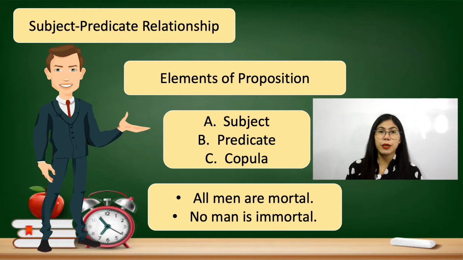Example, in the statement, all men are mortal, the subject is the word men, the predicate is the word mortal, and the copula used is the word are. Another example, no man is immortal. The subject is man. The predicate is immortal, and the copula is the word is. So other forms of copula are was, were, etc.